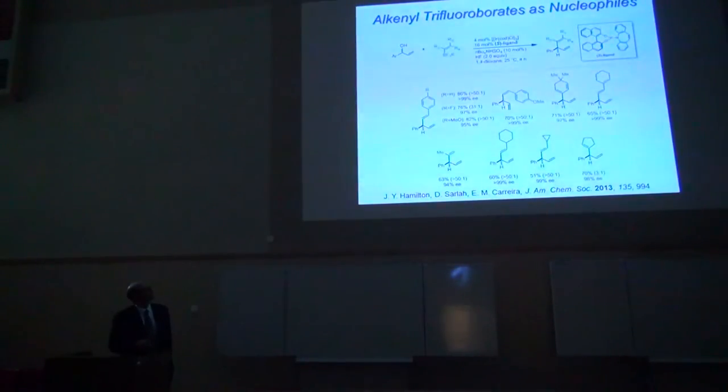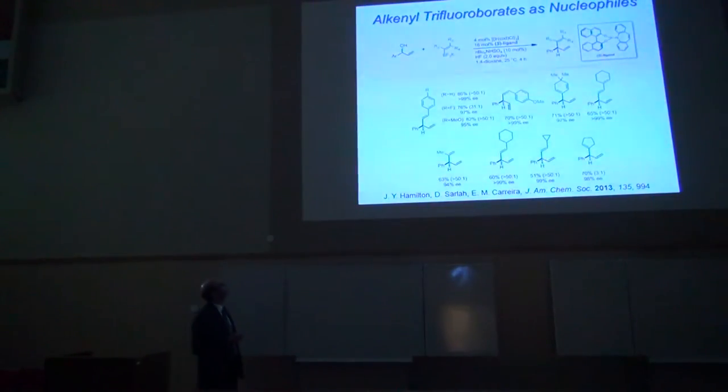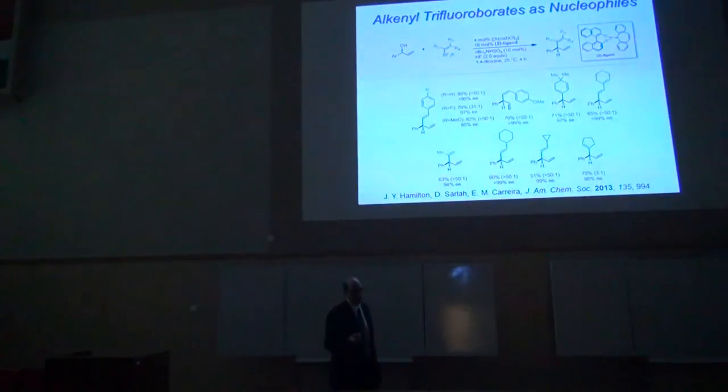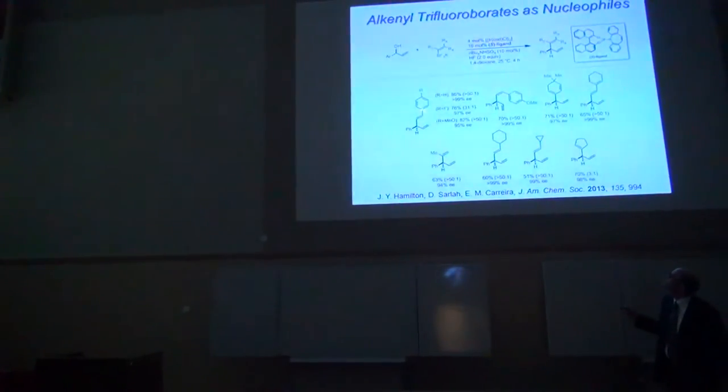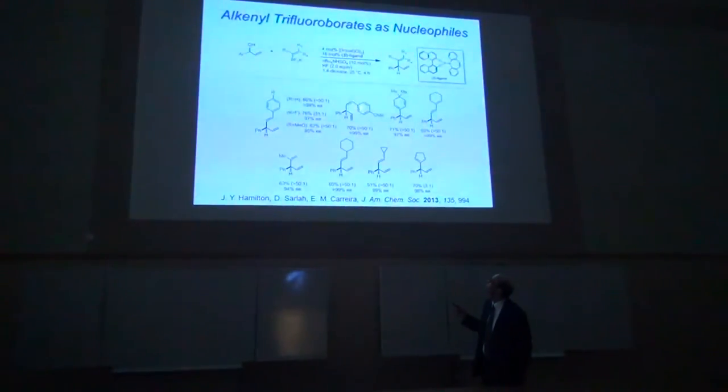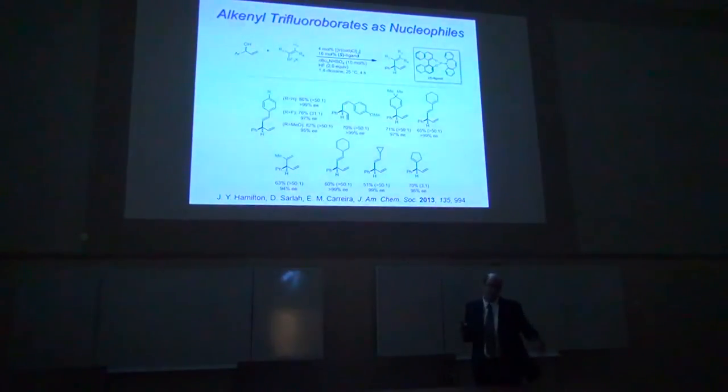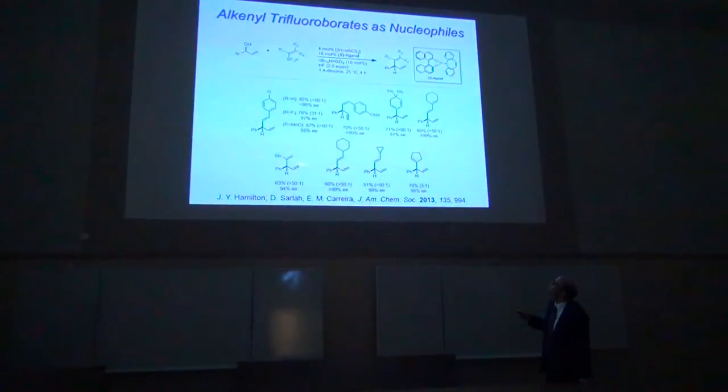I show you some additional examples here that involve variation of the vinyl trifluoroborate. You can see in these two examples that both the trans trifluoroborate and the cis trifluoroborate can be made to work, and that the reactions are stereospecific with respect to the trifluoroborate, such that the trans trifluoroborate ends up as a trans product, and the cis trifluoroborate ends up as a cis product without any isomerization in the course of events.